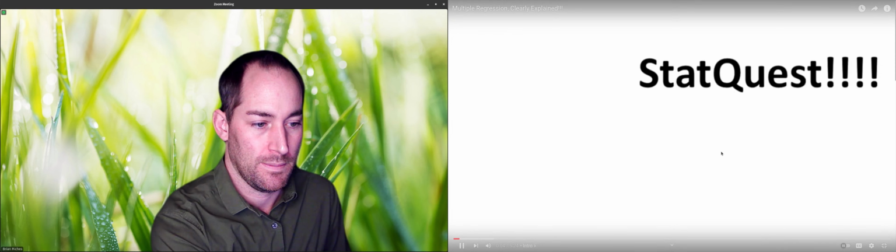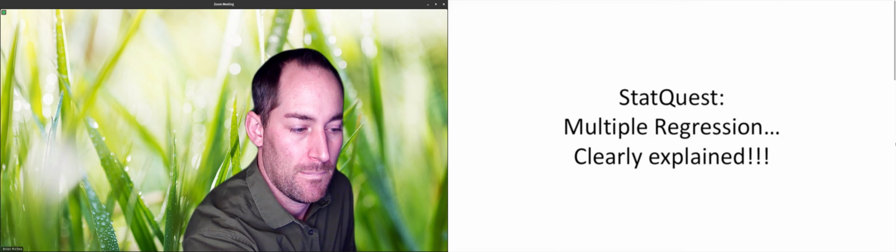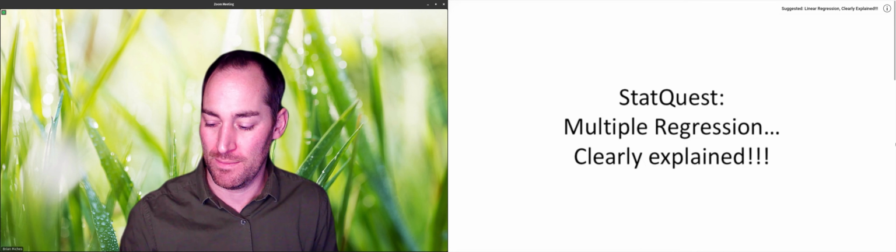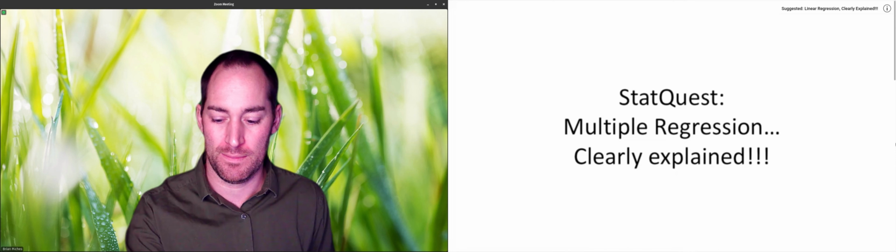Stack Quest. Hello, I'm Josh Starmer, and welcome to Stack Quest. Stack Quest is brought to you by the friendly folks in the genetics department at the University of North Carolina at Chapel Hill. Today we're going to be talking about multiple regression, and it's going to be clearly explained. This Stack Quest builds on the one for linear regression, so if you haven't already seen that one yet, check it out. Alright, now let's get to it.